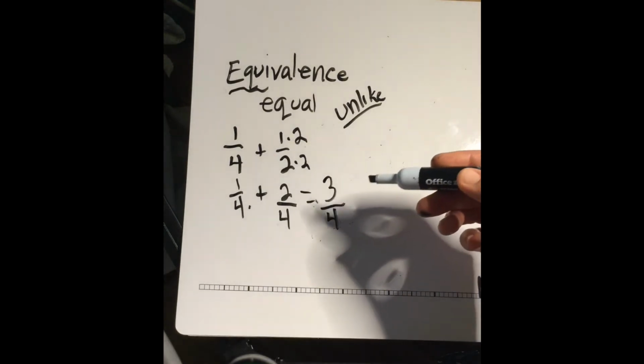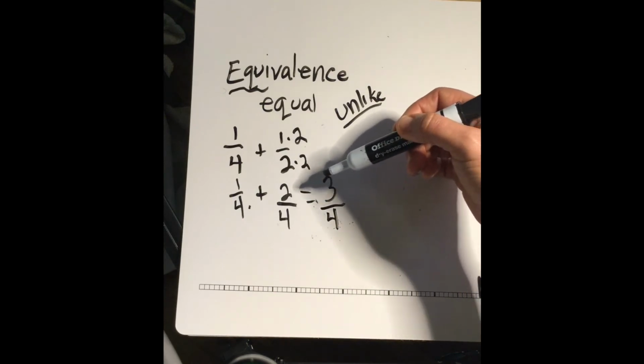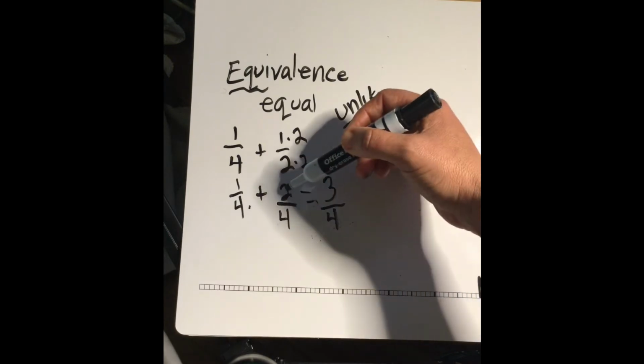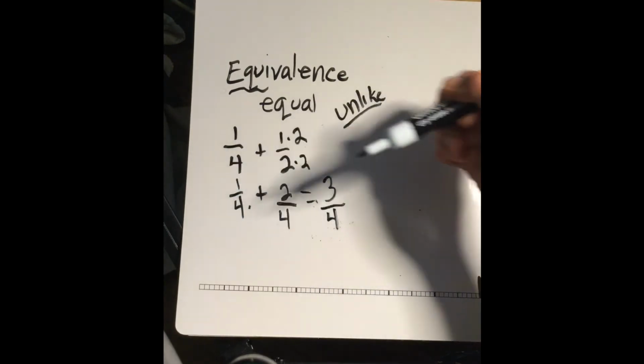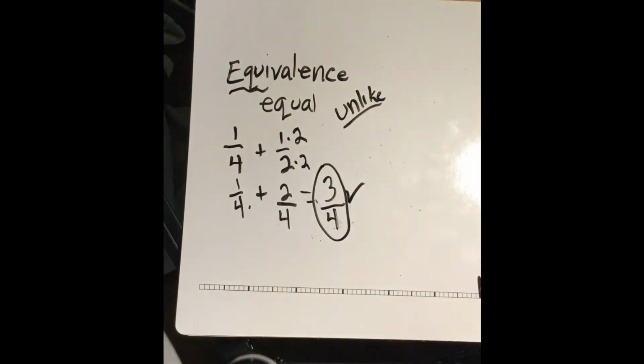And then I can check it by going backwards. 3/4. If I say 3/4 minus 2/4, do I end up with 1/4? Yes, that works out. So my final answer there is 3/4.